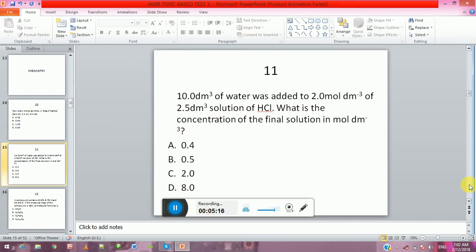10.0 dm cube of water was added to 2.0 mole per dm cube of 2.5 dm cube solution of hydrogen chloride. What is the concentration of the final solution in mole per dm cube? A 0.4, B 0.5, C 2.0, D 8.0.